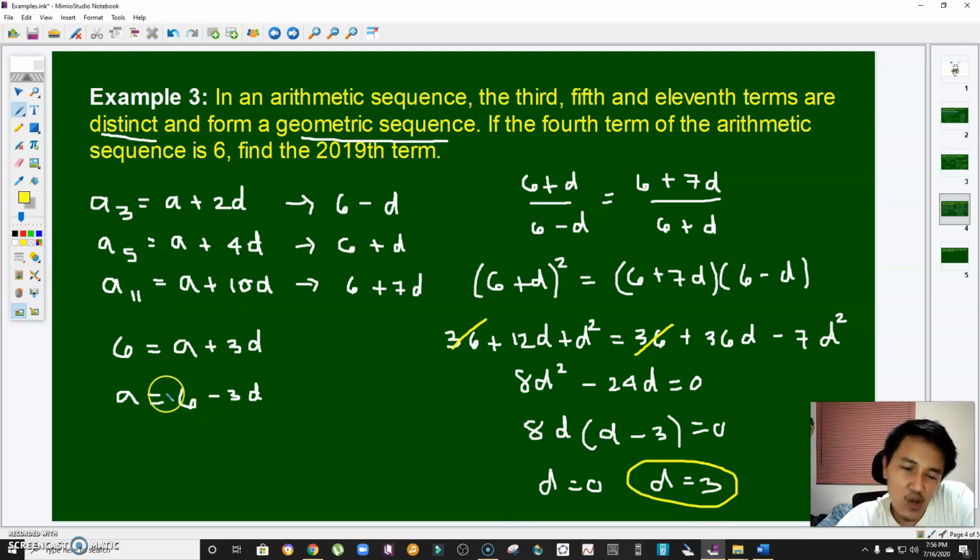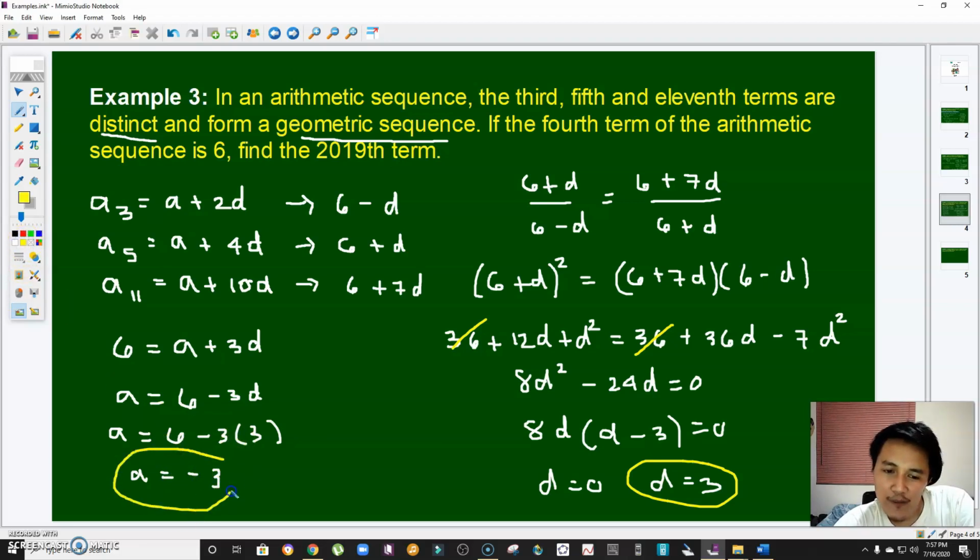Now, since my common difference is 3, I can now get the first term. So, that is a equals 6 minus 3 times 3. Or, the first term is equal to 6 minus 9, or negative 3. Okay, you have the first term, you have the common difference. From here, we can get the 2019th term.